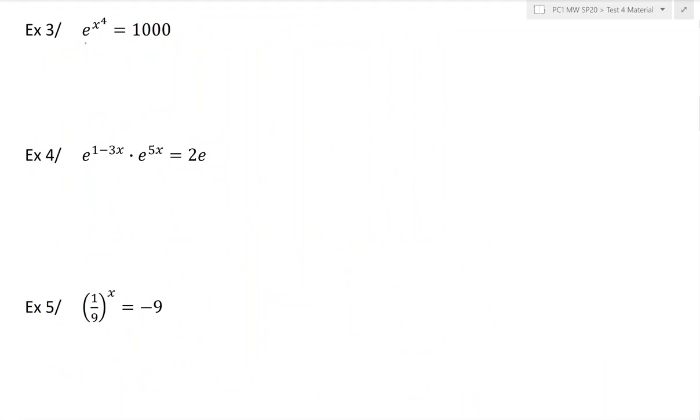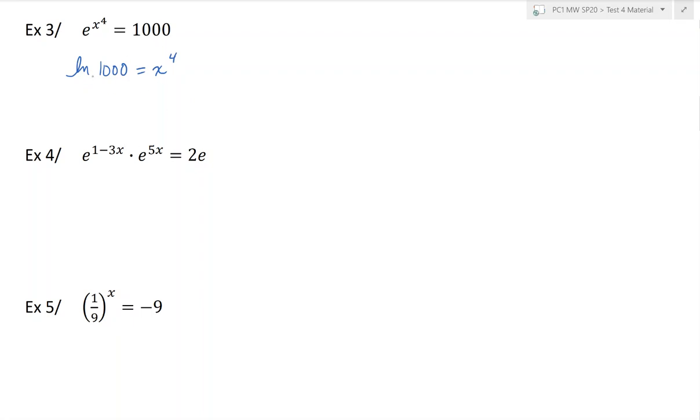Here I have e to the x to the 4th equals 1,000. Anytime you have an e in the problem, that means you're going to want to take the natural log instead of a log, the common log or any other base. So we can go ahead and change this exponential form into natural log form. So we have natural log base e of 1,000 equals x to the 4th.